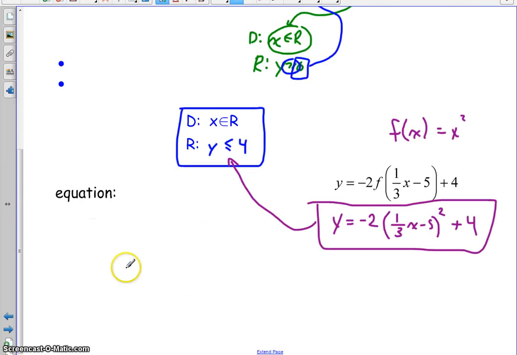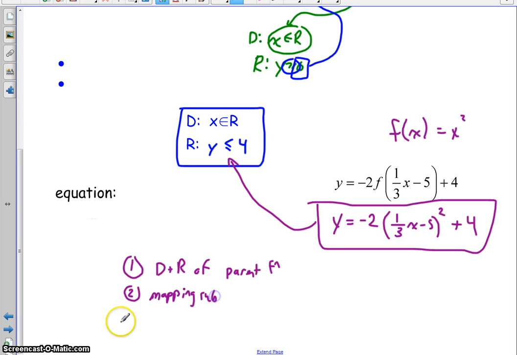So again, just to summarize here, what you're going to need is your domain and range of parent function. You're going to need a mapping rule. And then you're going to use the mapping rule. I'll use MR for mapping rule, and the domain and range to find the new domain and range. This is a process that will work very, very consistently.